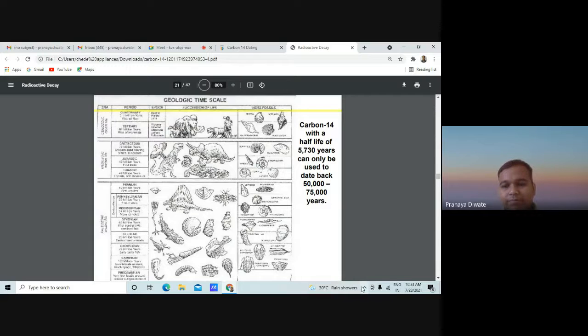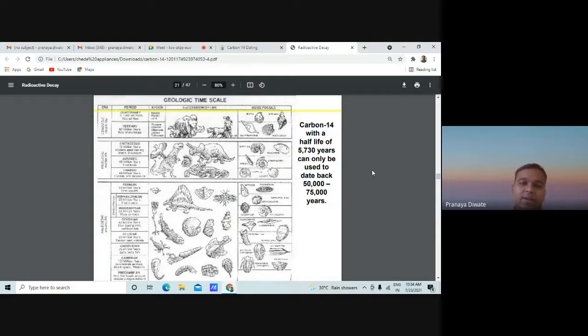The age of our Earth is 4.6 billion years. So where is the billion, where is the million, and where is the thousand? There is so much difference here, so you can use the radiocarbon dating method only for the 50,000 years. This covers a very small and recent time scale.